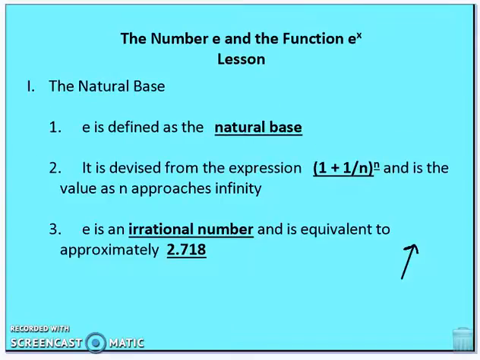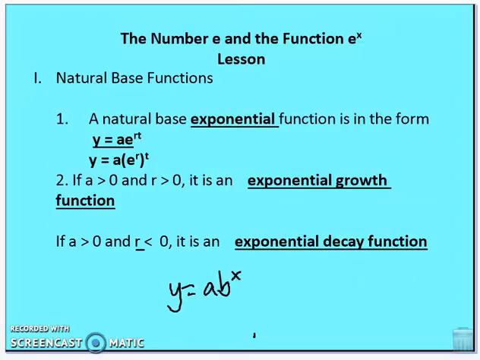Let's review this again. e is defined as the natural base. It's derived from the expression 1 plus 1 over n to the n as n approaches infinity. It's an irrational number and is approximately 2.718. I think part of the confusion comes in with students when they don't realize that e is just a value that's approximately 2.718, and they think of it as something else, like a variable, just because it's a letter. So please be careful. e is a number. It's an irrational number, and again, approximately 2.718.